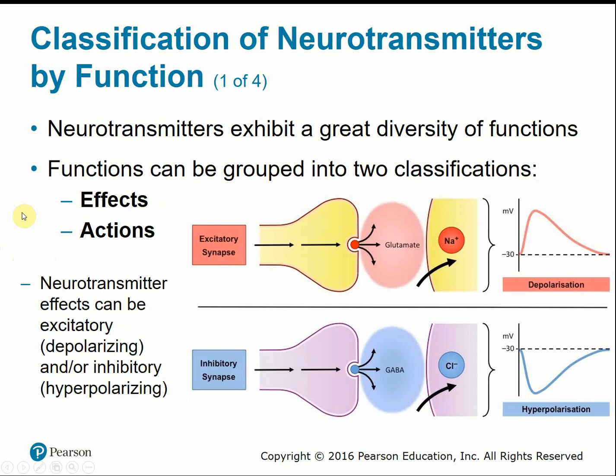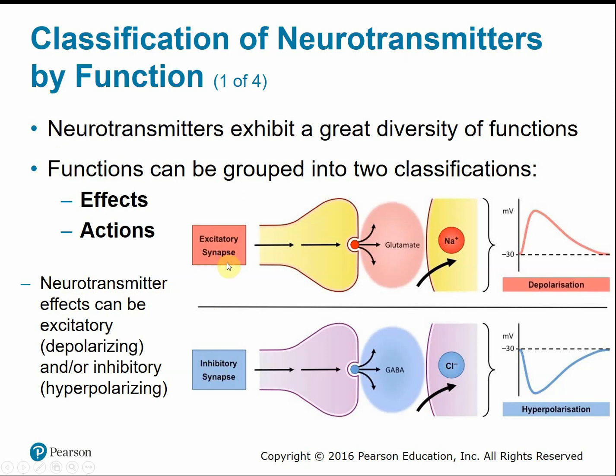So now we can look at classification of neurotransmitters based on their functions. We know neurotransmitters have a great diversity of functions, but we can split it up into two main classifications. We can look at the effects of a neurotransmitter, or we can look at their actions. Effects could be either excitatory or inhibitory.